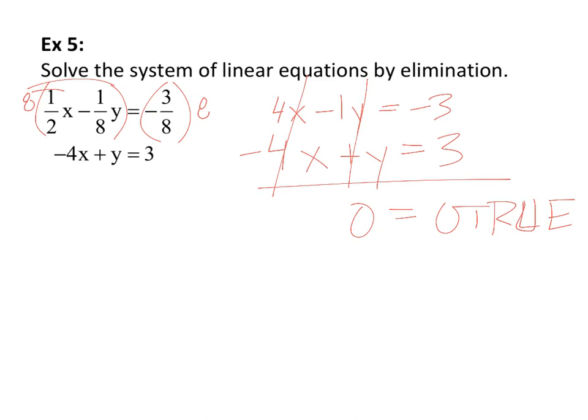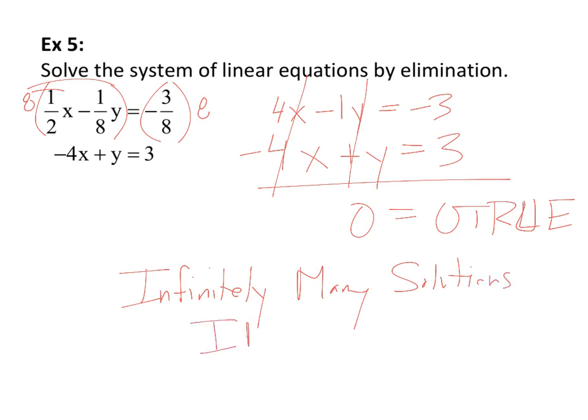And if that's the case, then there are infinitely many solutions. IMS for short.